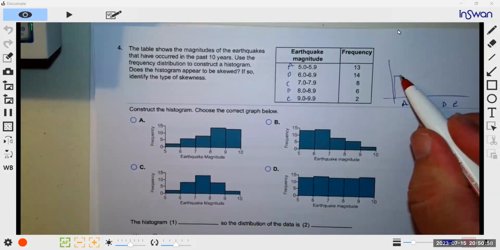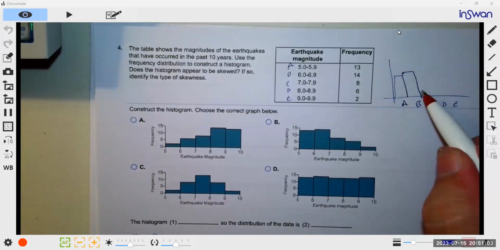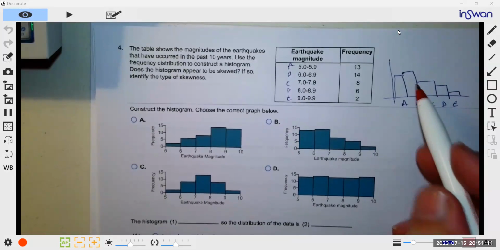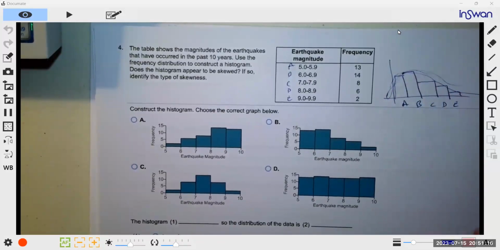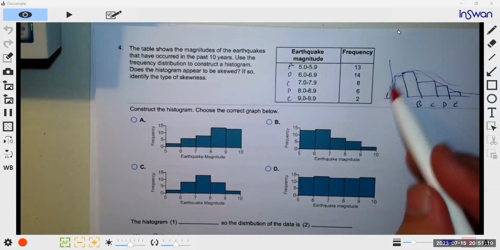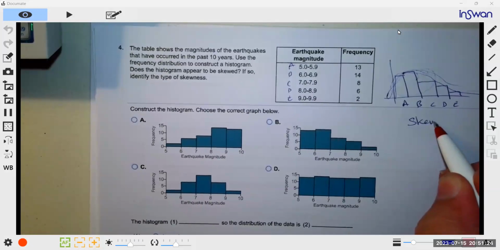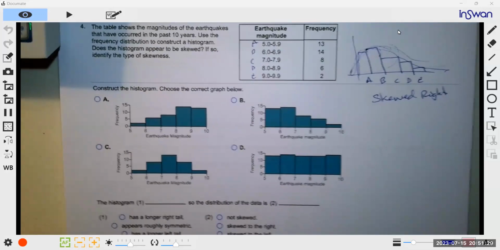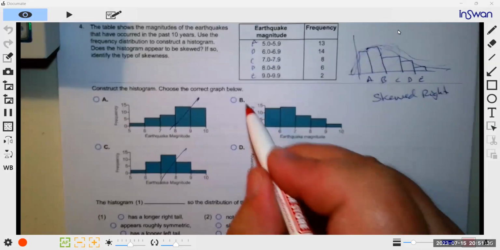13. The next one is 14, so that's just a little bit bigger. Next one is 8, so it's about there. Then 6, then 2. So it looks high up front and it goes down. This looks like your right foot because there's your big toe. So it's skewed right. So that's not the right graph, that's not the right graph, that's not the right graph. So it's got to be B.